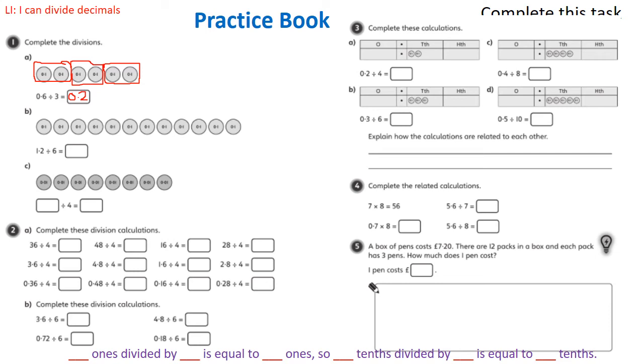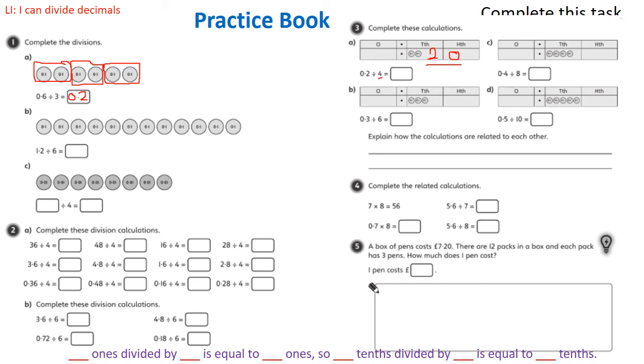Let's have a look at question 3. Complete these calculations. 0.2 divided by 4. So what we're going to need to do here is actually think of how many hundredths we've got. So we're going to leave our 2 tenths in there and we're going to add a 0 as a placeholder to our hundredths. How many hundredths do we now have? We've got 2 there and we've got a 0 there. So we can say we've got 20 hundredths.